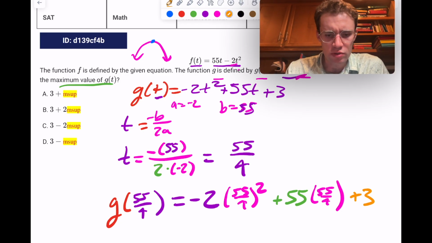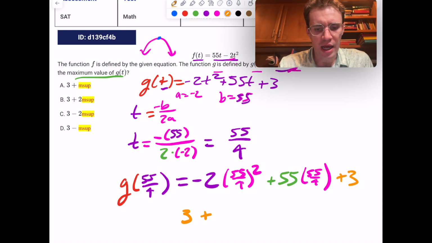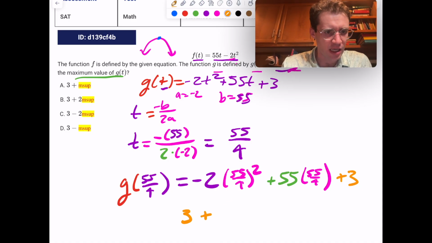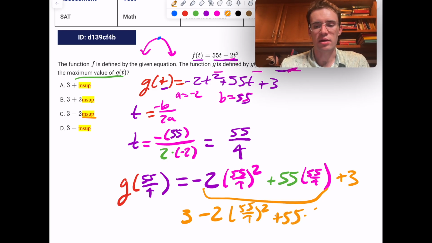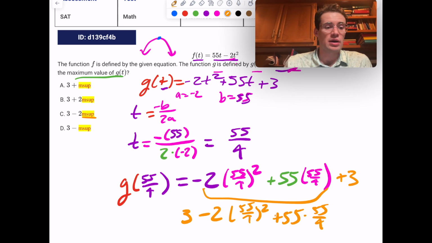But what we can do is just write out 3 plus, and then, I'm really curious what the answer choices would be. You could do 3 plus and then this whole thing, which might end up looking like 3 minus 2 times 55 fourths squared plus 55 times 55 fourths. Right, that would be an acceptable answer.